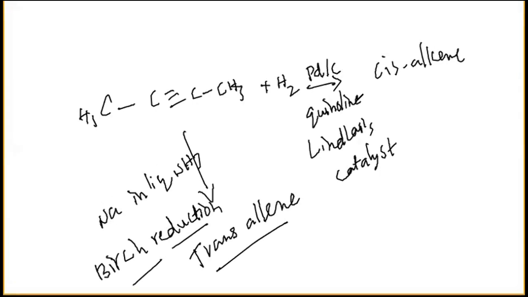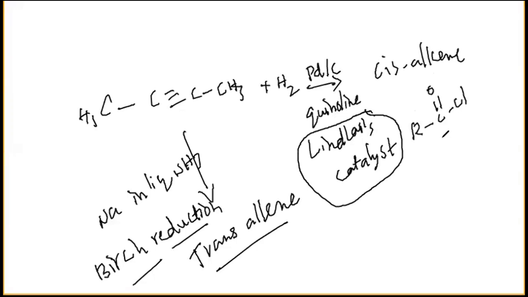Then this one, Lindlar's catalyst, other than here, where else have we used it? We used it in preparation of aldehydes, that is RCOCl in the presence of palladized BaSO4. It gives RCHO as the product. What is the name of the reaction? Rosenmund reduction. Rosenmund reduction we can take. Okay, that is why which option can we select here?